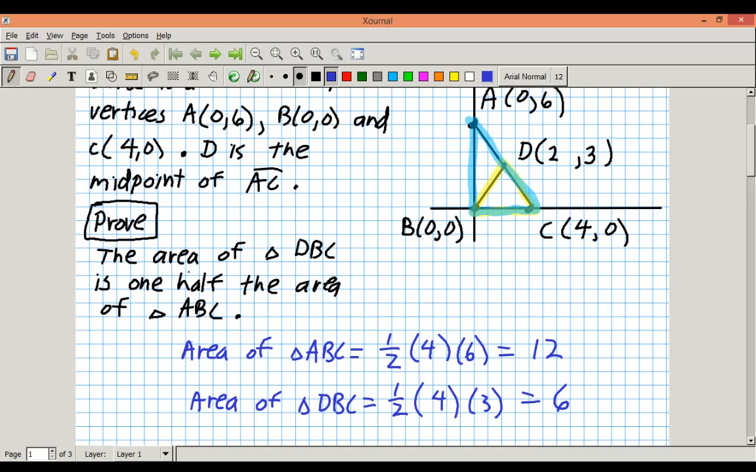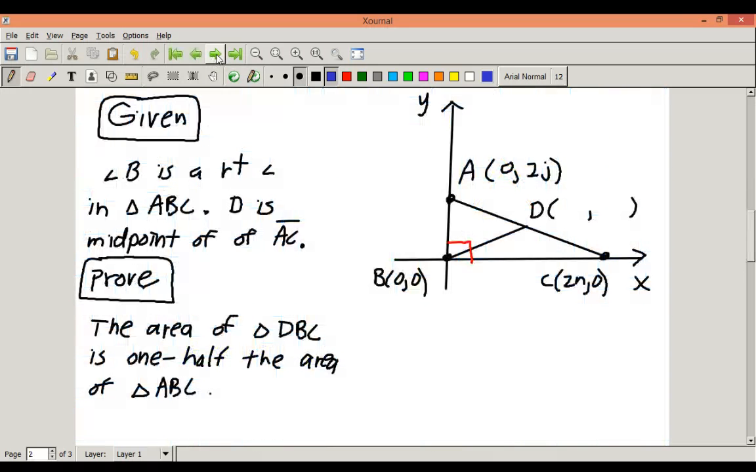This time, though, we're not going to have graph paper and actual numbers here. We're going to just have a sketch, and this is more along the lines of what we care about as far as doing geometry coordinate proofs. Okay, so it's a very similar situation.